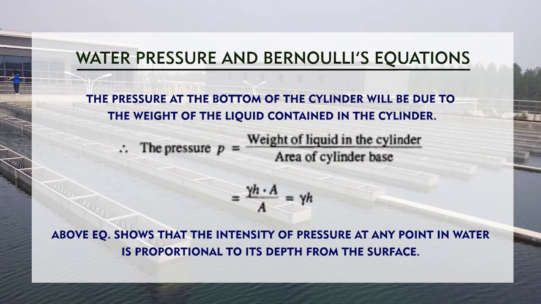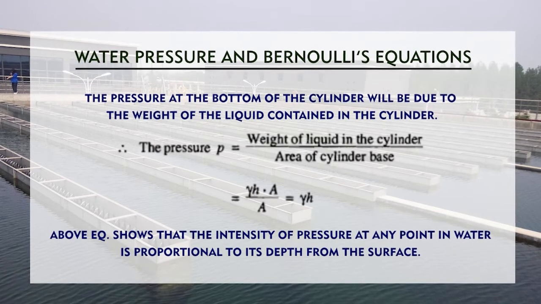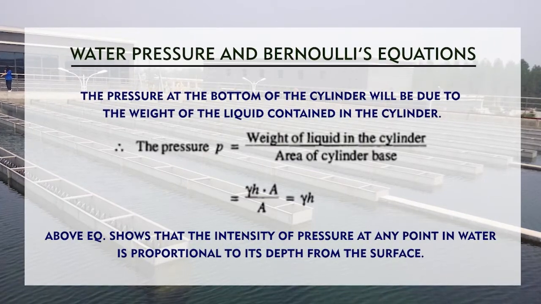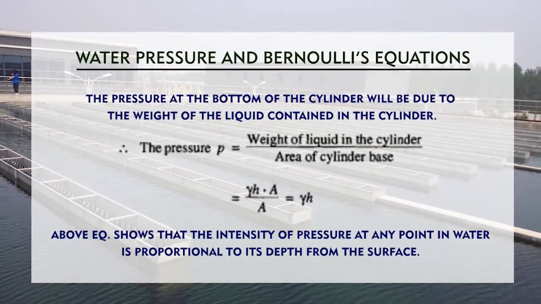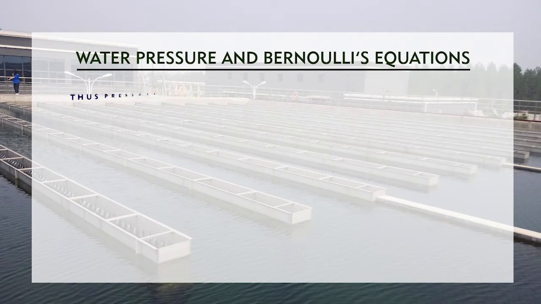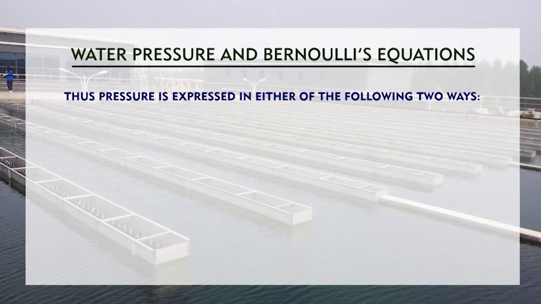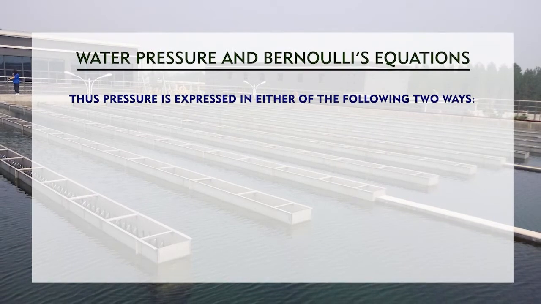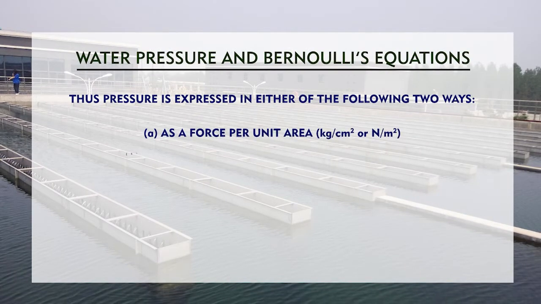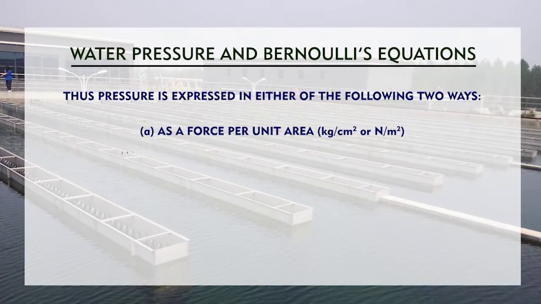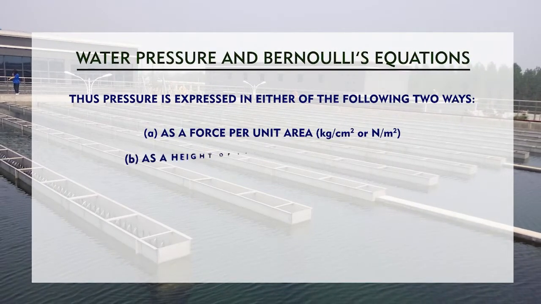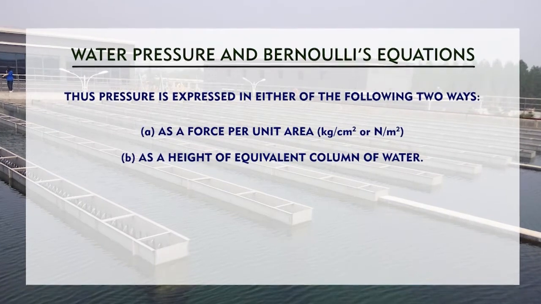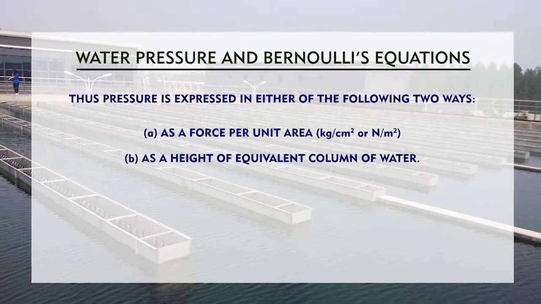The above equation shows that the intensity of pressure at any point in water is proportional to its depth from the surface. Thus, pressure is expressed in either of the following two ways: as a force per unit area, in units of Newton per meter square or kilogram per centimeter square, and second, as a height of equivalent column of water.